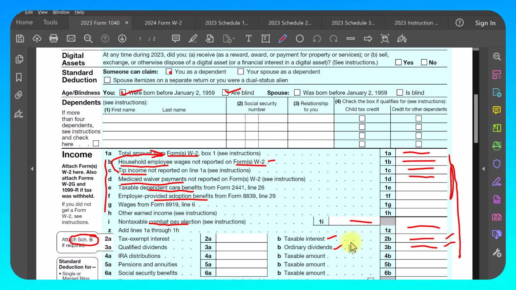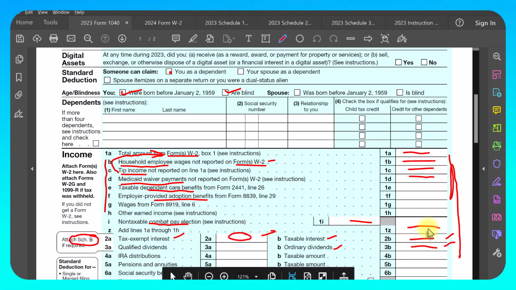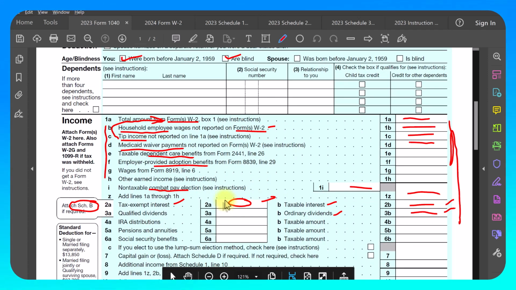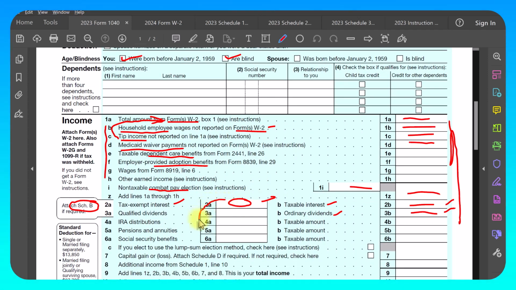Now notice off to the left side. Here is for tax-free, tax-exempt interest. Even though it's tax-free, you still have to report it here. And it's not going to be added into the other taxable income here. But this tax-free interest may affect the amount of Social Security benefits reported in line 6A that eventually will be turned into taxable.